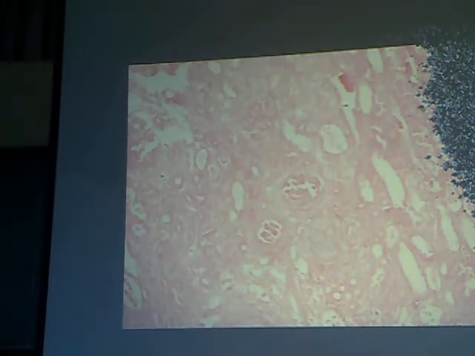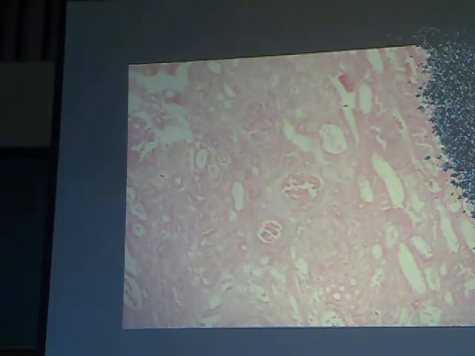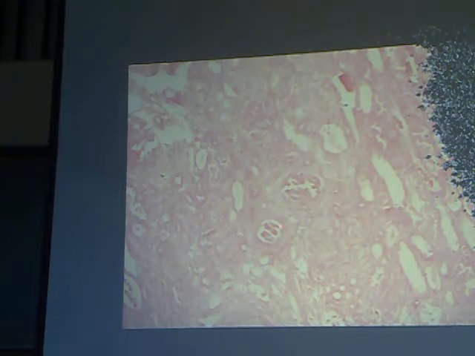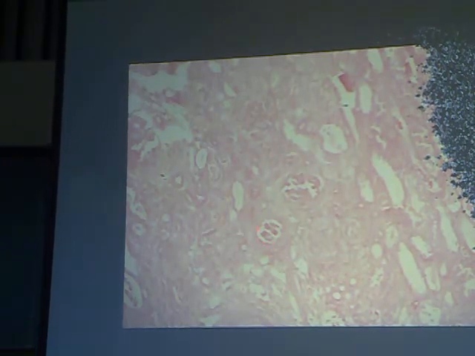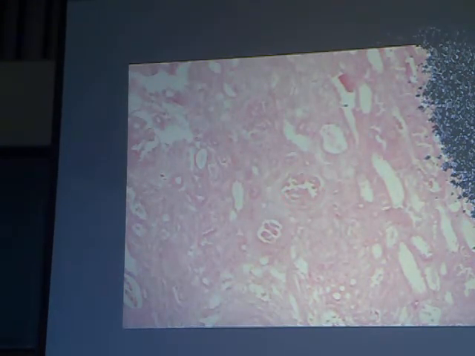Okay, for orientation, that is the low power magnification view. That is how a normal glomerulus should look. The entire Bowman's capsule should be lined by simple squamous epithelium. That is the appearance of the affected glomerulus. There is a portion of the Bowman's capsule that is transformed into a half-moon shaped structure.